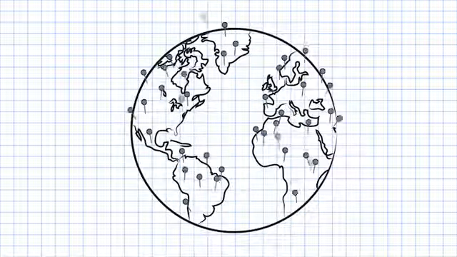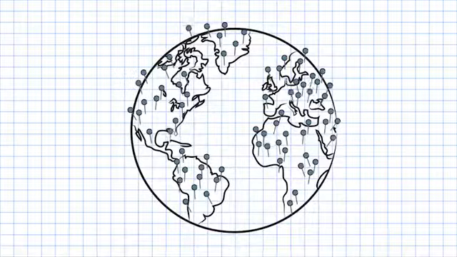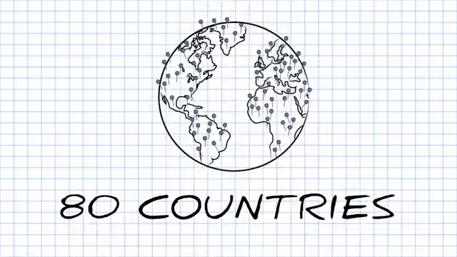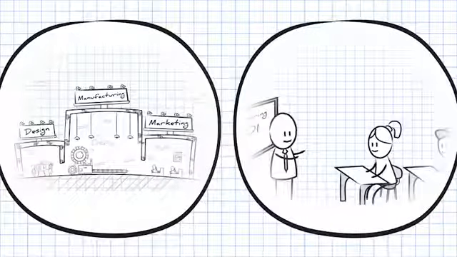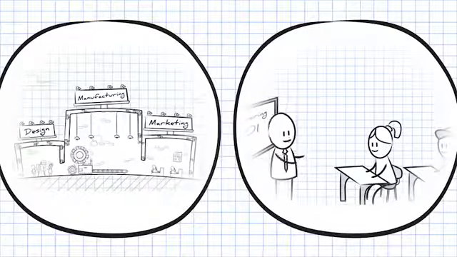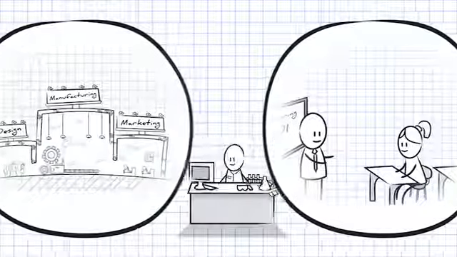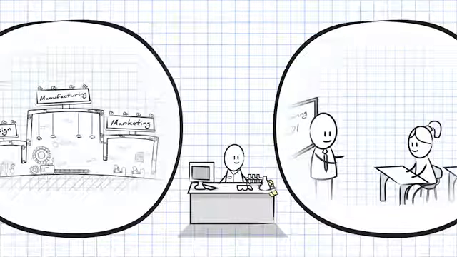SOLIDWORKS has over 2.5 million users in companies and educational institutions across 80 countries. Companies use our commercial licenses to design the best products in the world. Students use the Education Edition to learn more about design and engineering. Somewhere in between, researchers turn ideas into products of the future. What kind of licenses should they use?